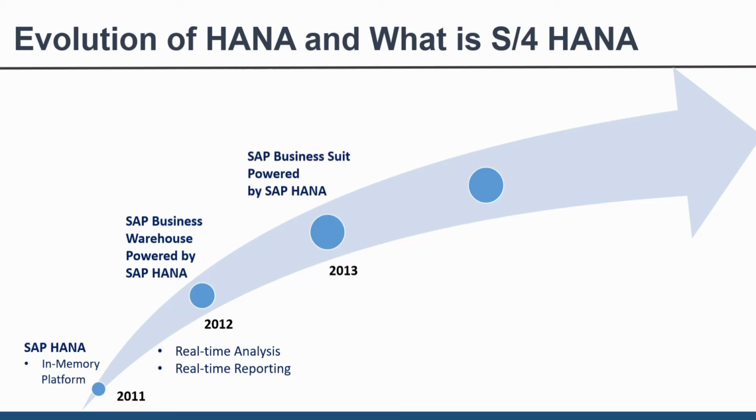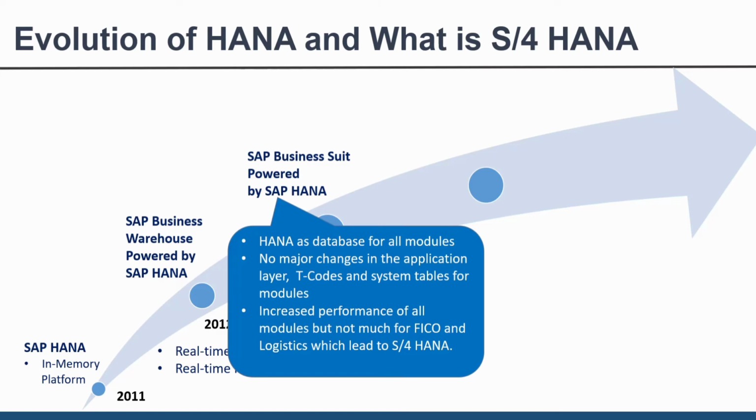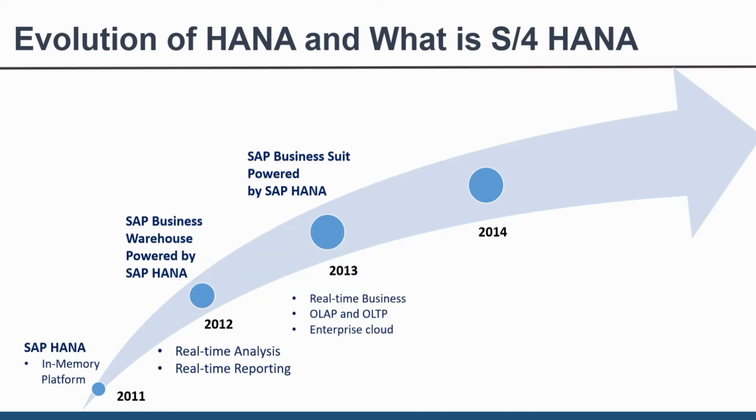Then in 2013, SAP came up with the concept of Business Suite powered by HANA. This is nothing but ERP on top of HANA, wherein it was possible to have real-time analytics, and it was a combination of OLAP plus OLTP. So Business Suite on HANA was nothing but all ERP modules, that is all ECC modules on top of HANA, wherein the T codes were same, the system tables were same, the performance was increased to some extent, but not as expected for some modules like FICO and logistics.